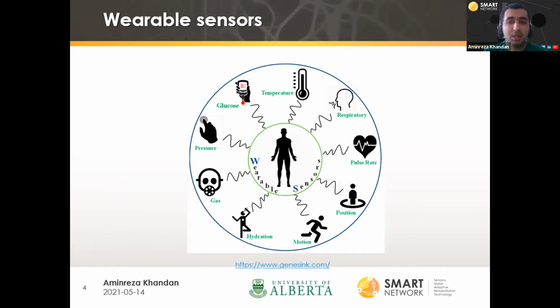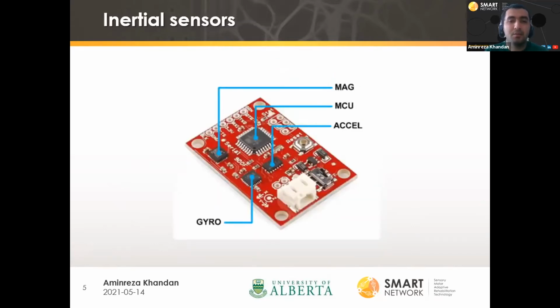In this presentation, I'm going to talk about the inertial sensor. That's a kind of wearable sensor. An inertial sensor, or IMU, that is inertial measurement unit, is an electronic device that measures and reports body acceleration, angular rate, and sometimes the orientation of the body using a combination of accelerometer, gyroscope, and sometimes magnetometer. If a magnetometer is included, in this case, it's called an IMMU.